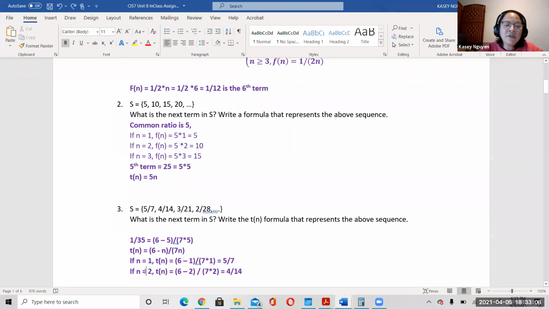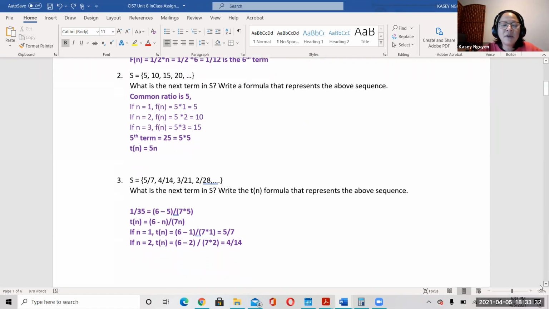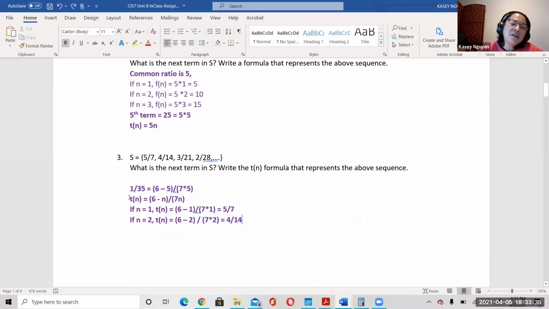If n is equal to 2, we take 6 minus 2 divided by 7 times 2, which gives us 4 over 14. We don't have to reduce it. We want to leave it like that so we can see the pattern that's repeating. If you want, you can go further and solve for n is equal to 3, and so on. So we can conclude that T of n is 6 minus n, divided by 7 times n.